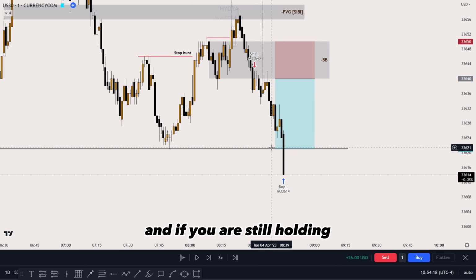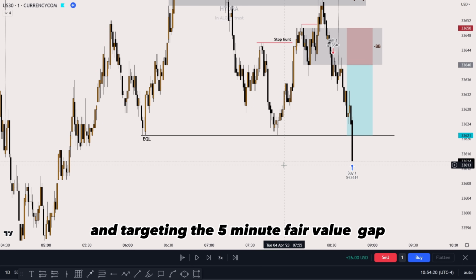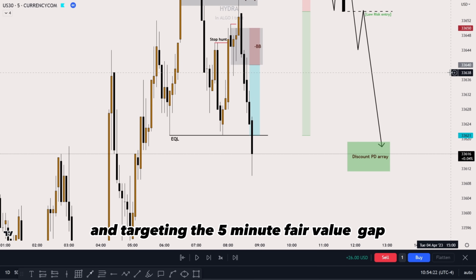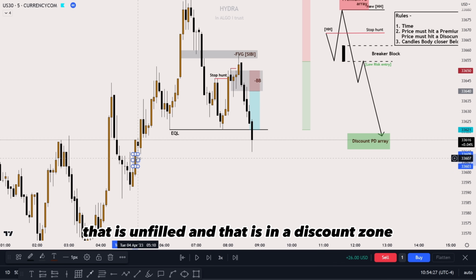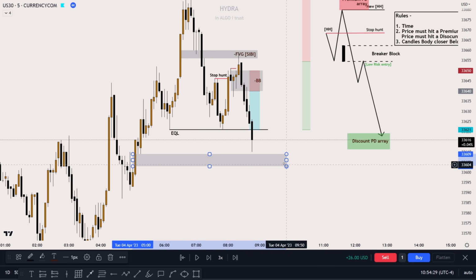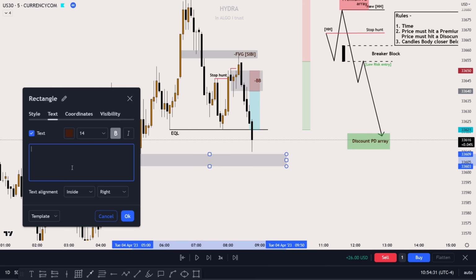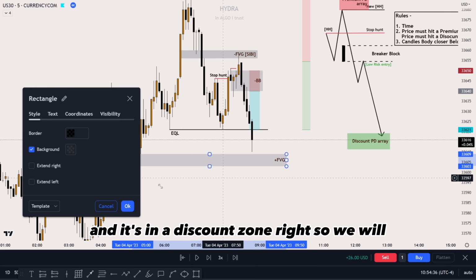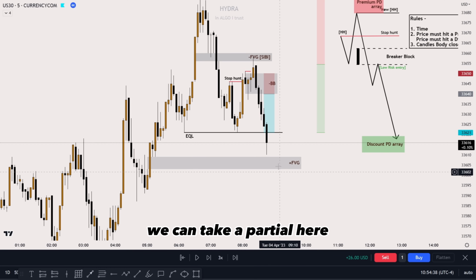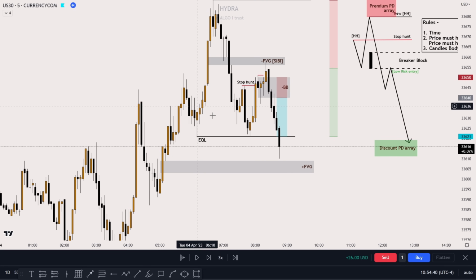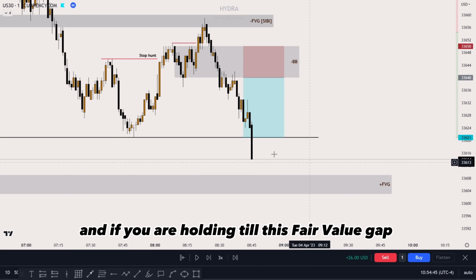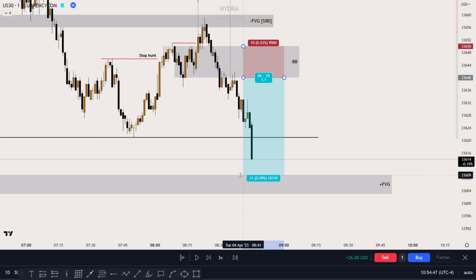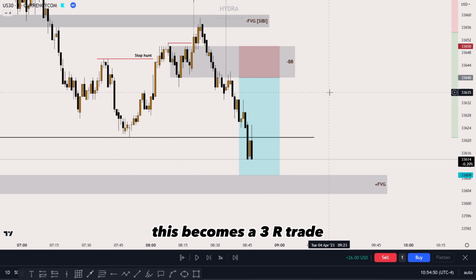That's not bad. And if you are still holding and targeting the 5 minute fair value gap, there's a fair value gap right here, right? That is unfilled, and that is in a discount zone. So that's a plus fair value gap, and it's in a discount zone, right? So we can take a partial here. Now let's go back to the 1 minute chart, and if you are holding until this fair value gap, right, this becomes a 3R trade.